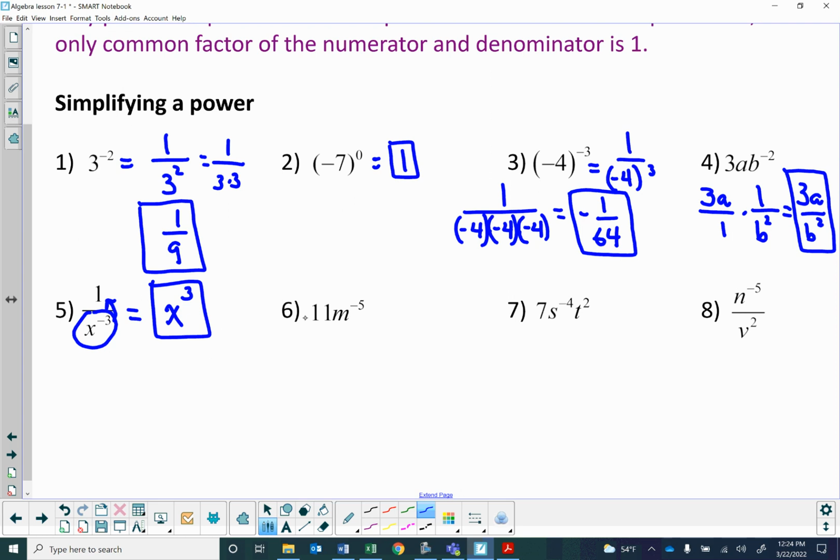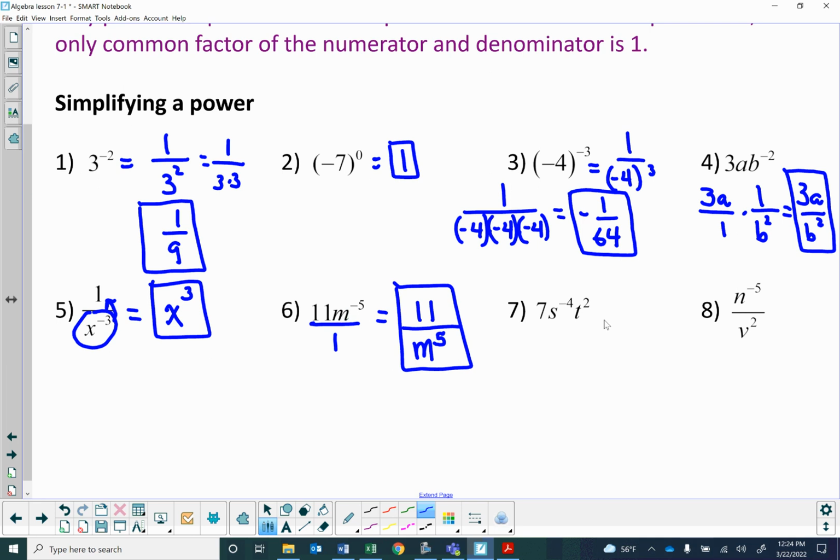Number 6 here, 11, m to the -5th. The only thing taken to the -5th power is the m. The 11 is not taken to a negative exponent, so it stays in the numerator. The m to the 5th needs to change, because remember, this is all over 1. M to the 5th needs to go from the top to the bottom, and when it goes to the bottom, it becomes a positive exponent. So this becomes 11 over m to the 5th.